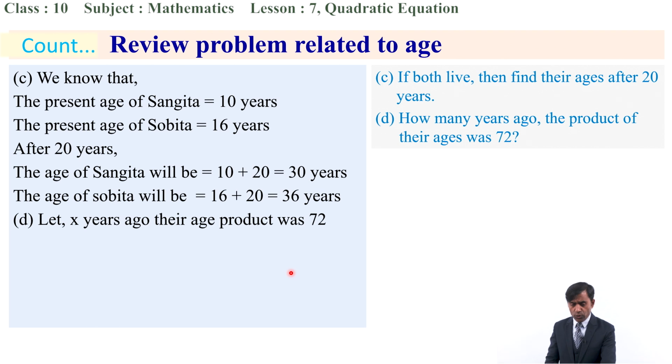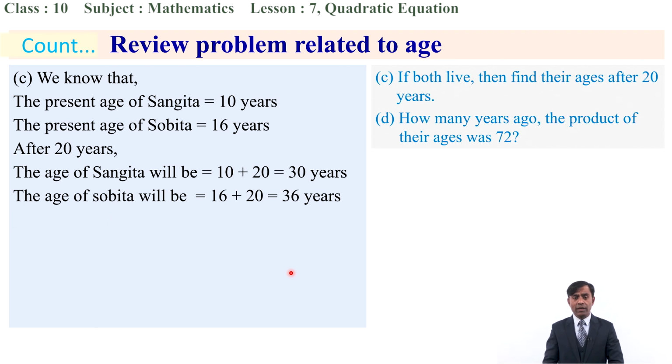How many years ago was the product of their ages 72? Not the present age product. Do you know 10 multiplied by 16 is 160? But in the question it is 72. So when was their age product 72? 1 year ago, 2 years ago, 3 years ago? The question is how many years ago. Let's find it.